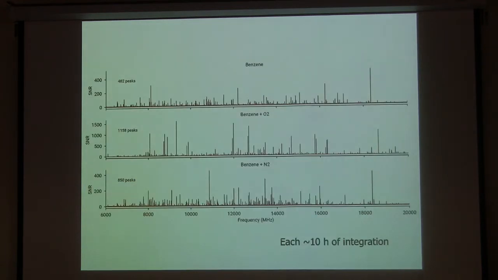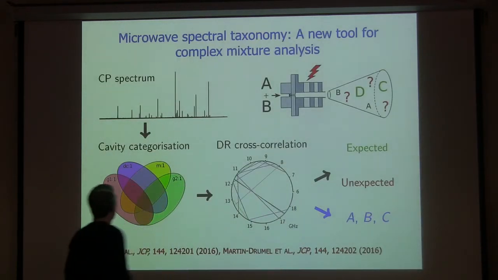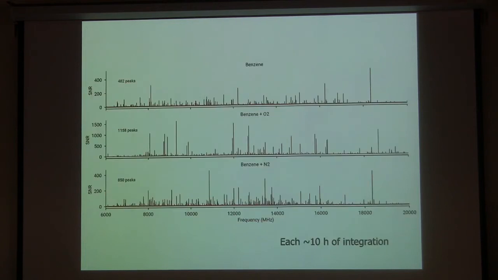All right, so this is, I missed this slide. These are spectra that we recorded with the chirp spectrometer. One is benzene plus O2, and one is benzene plus N2. Does anyone want to guess why we did these bottom two spectra?